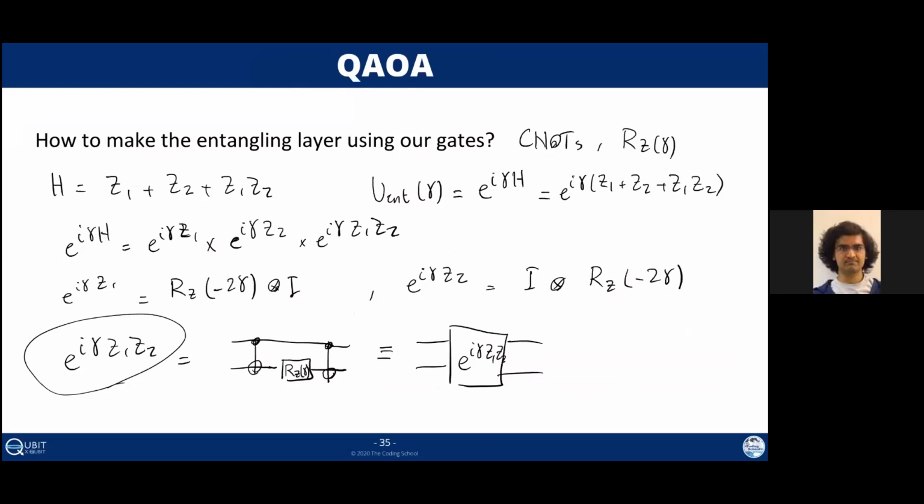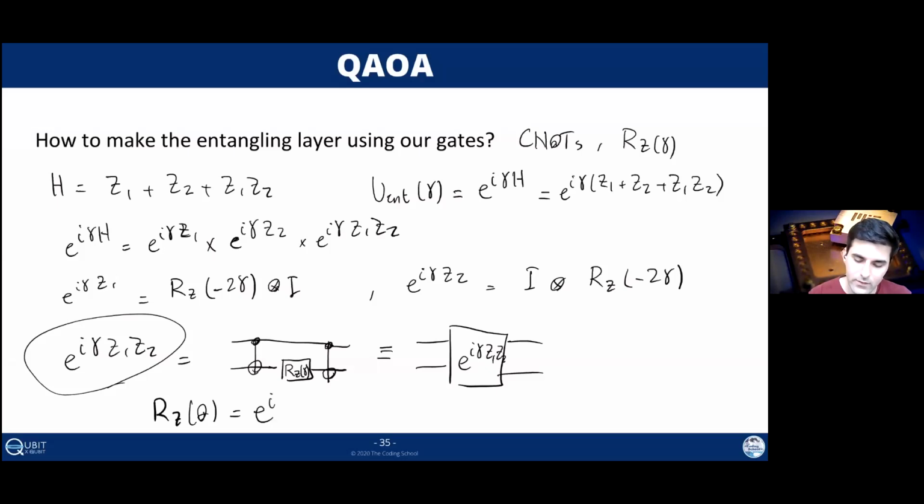Okay, and then when we have e to the i gamma Z1, how do we go from there to RZ minus 2 gamma? A lot of the students were thrown off by that factor of minus 2. Yeah, this goes back to one of the lectures we had earlier in this semester: if you're rotating around the Pauli Z axis of the Bloch sphere by some angle theta, that is equal to e to the power of minus i theta divided by 2 times sigma Z, right?